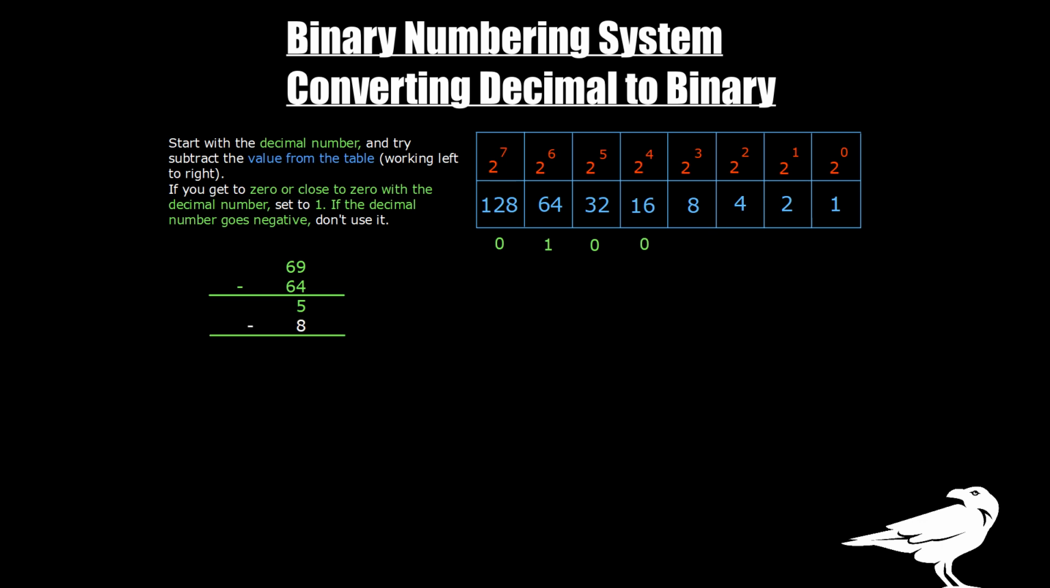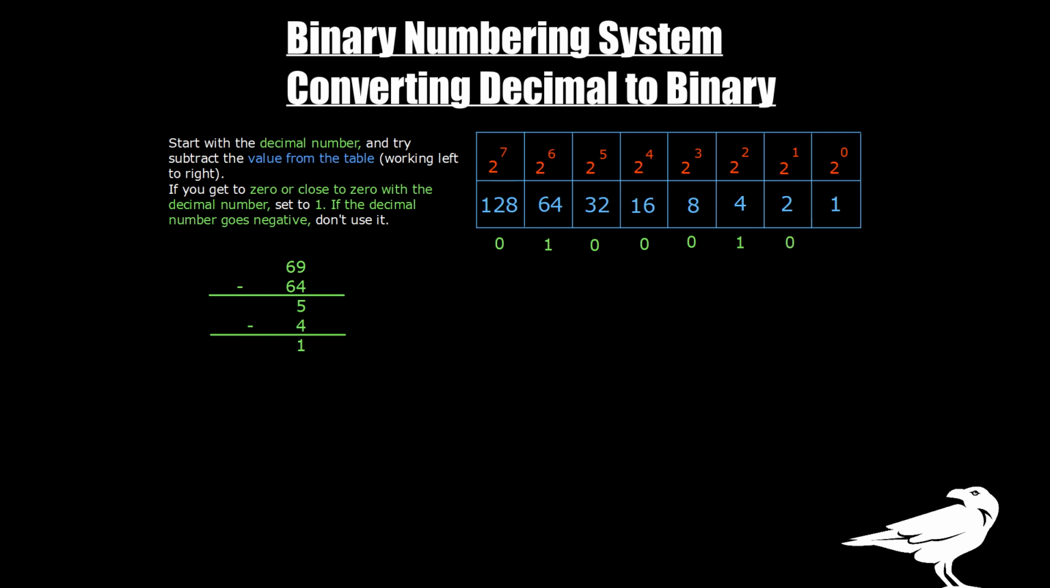5 minus 8, only just minus 3. Just a little bit too much though. So I'm going to put a 0 under the 8 column. And then let's see. 5 minus 4, that gives me 1, which is not negative and very close to 0. So I'm going to use the 4 column and I'll stick a binary 1 under that column. So now I've got 1 left in decimal. 1 minus 2 gives me negative 1. Damn, only just too big. So I'm going to put a 0 under the 2 column.